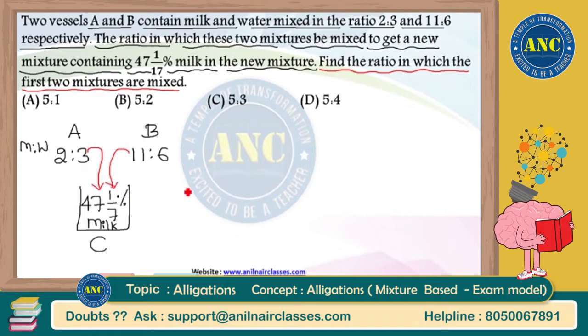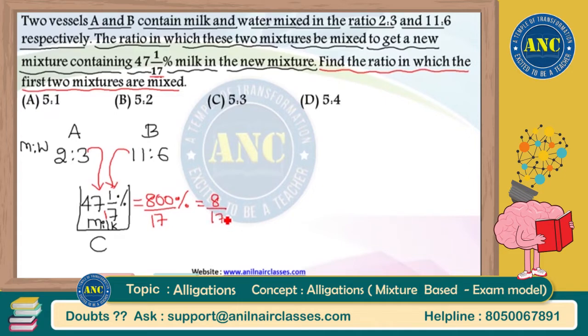Now see here, same logic sir, there is no difference at all. 47 1/17 percentage is nothing but 800 by 17 percentage. Sorry, it's not 7 sir, it is 17 here, right? Question is given as 17. It is 800 by 17 percentage. 800 by 17 percentage is 800 by 17 into 1/100. So 100 into 8 is 800. Finally, I will be left with 8/17.